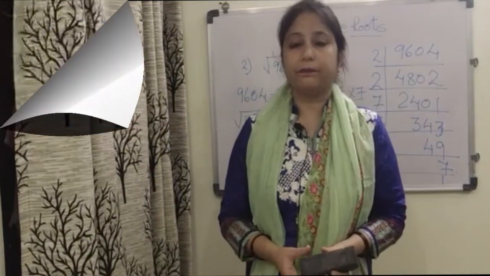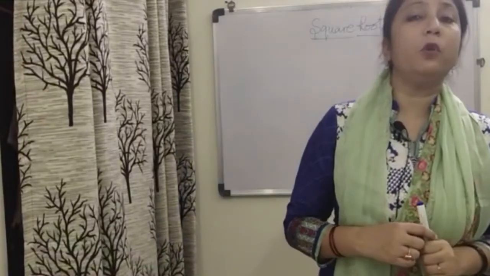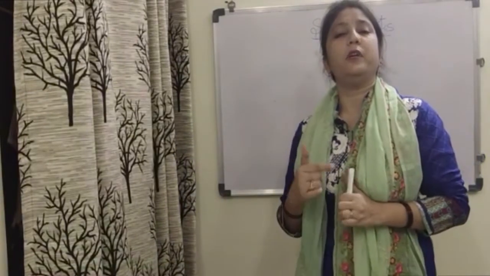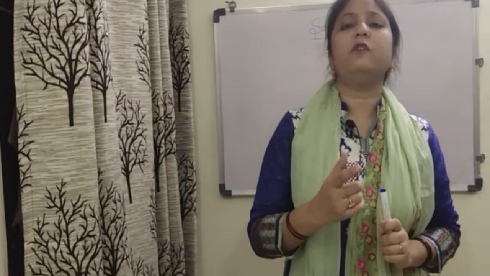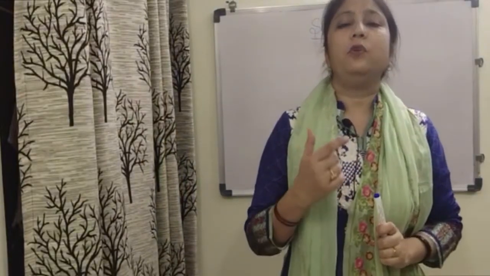Now comes a totally different question. I am not going to give you a question where you need to calculate the square root by prime factorization method. I am asking you to find out the least number with which you can multiply the given number to make it a perfect square.